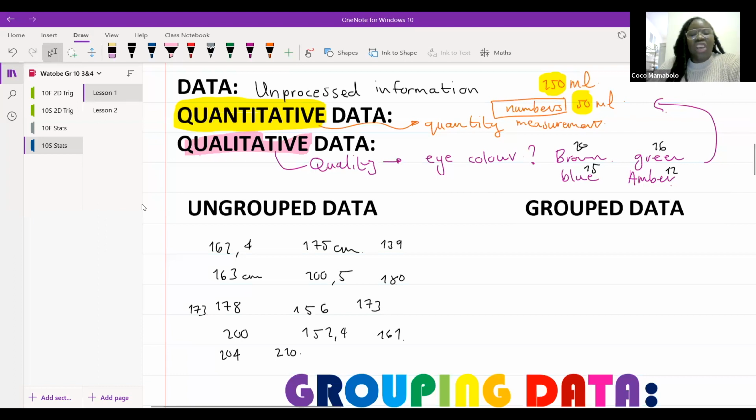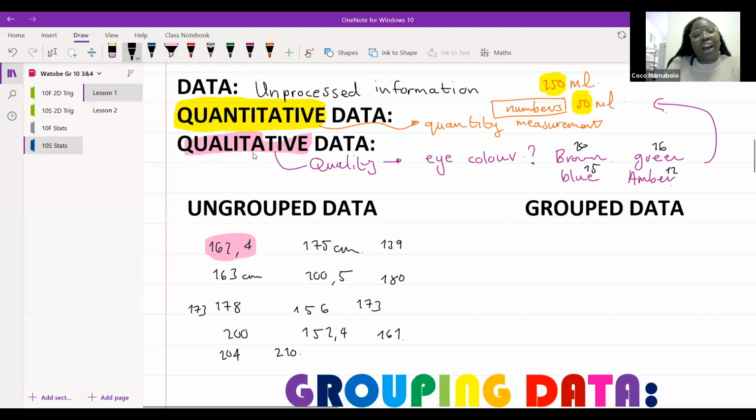Okay. All right, guys, so we get the idea. Ungrouped data is going to be data that we can't easily put into a category. We can't say everybody in the 162,4 category. How many people are in that category? That's not going to help us, right?